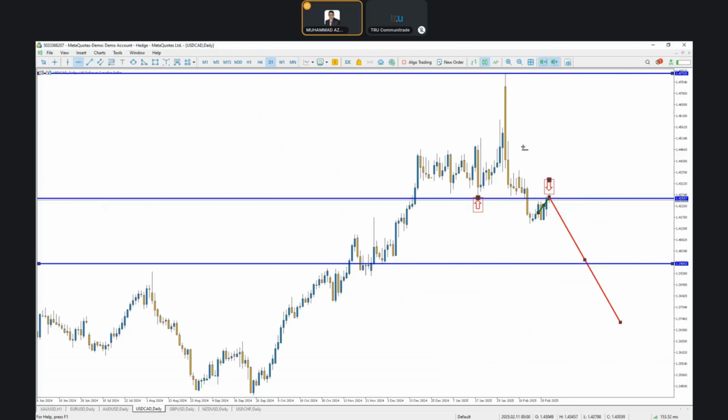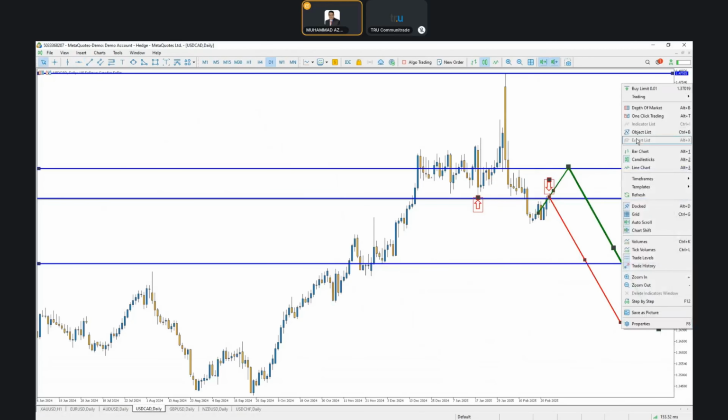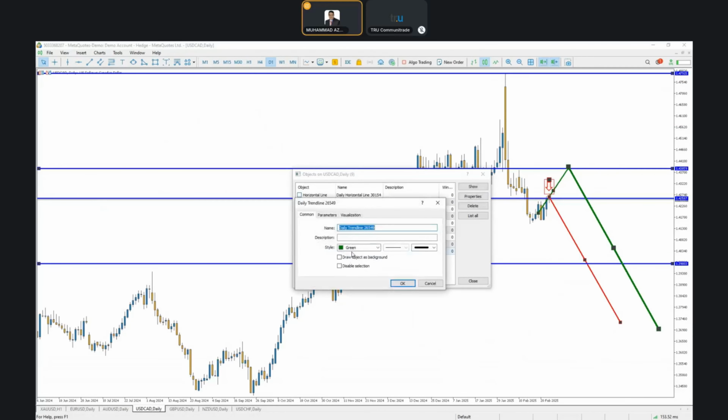1.4258, or maybe we might get another one. Maybe the market tries to reach the 1.4385 level, and if that happens, that would also be a good spot to look for potential sell trades.